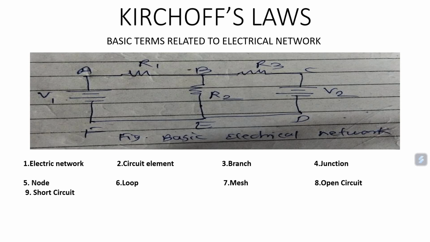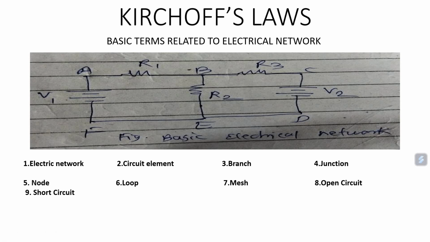Now, the next point is node. What is the meaning of node? The point through which a circuit element is connected to the circuit is called a node. For example, this voltage source is connected through the point F or point A. Then these are called nodes. So in this case, A, B, C, D, E, F are the nodes.